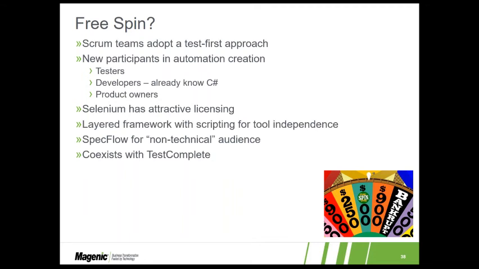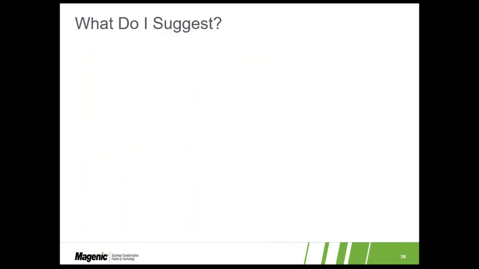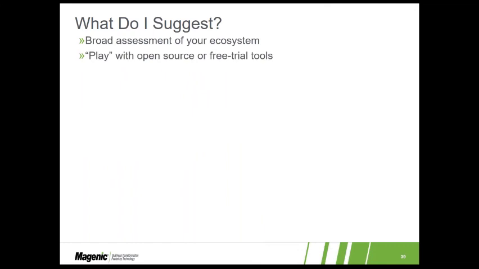So in general, what do I suggest? I suggest you take a broad assessment of your ecosystem and play with stuff. Go from both sides. Play with some open source or free trial tools, particularly if you're either out of touch with the current automation landscape, or if you've never really had any time with that. You need to understand what these tools can and can't do in order for you to make decisions. Sometimes playing with tools will give you other questions to ask about your ecosystem.